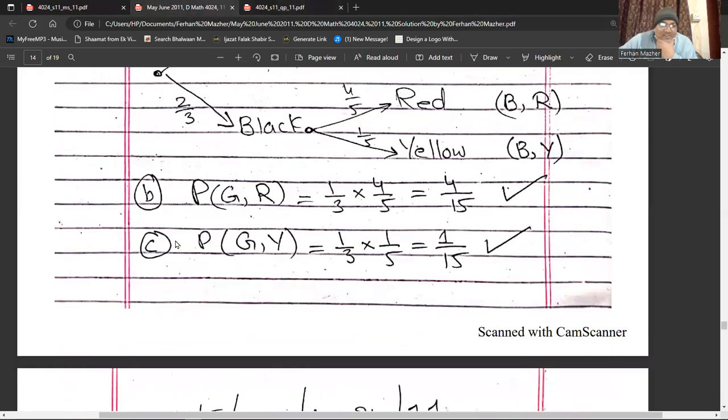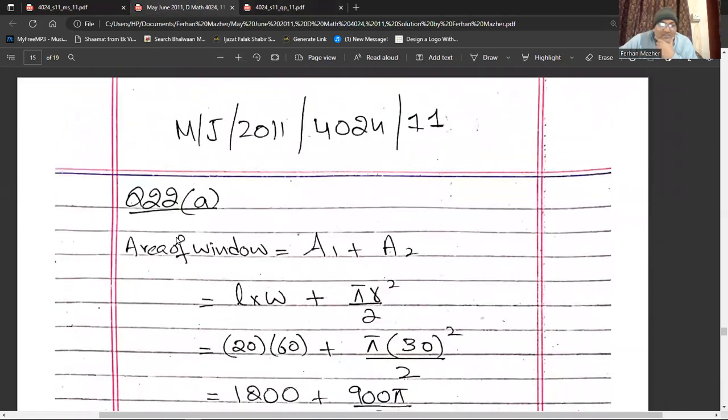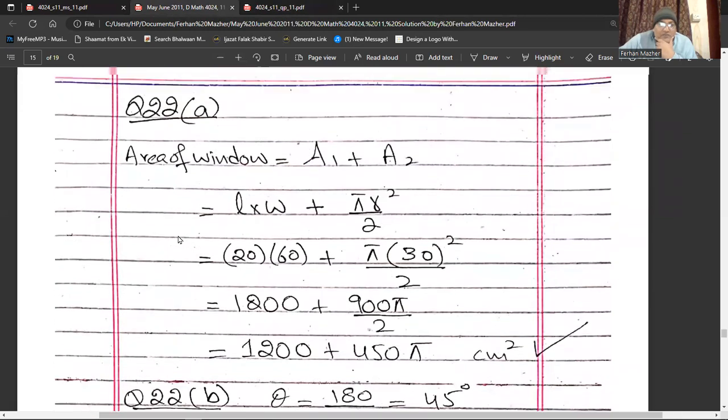And what do we want to find out? We want to find out the area of the window. The area of the window will be the rectangle plus the semicircle. So it will be area 1 plus area 2. The rectangle is length into width. Area 2, the semicircle, its area is pi r square by 2. So it will be 20 into 60 plus pi into 30 square divided by 2.